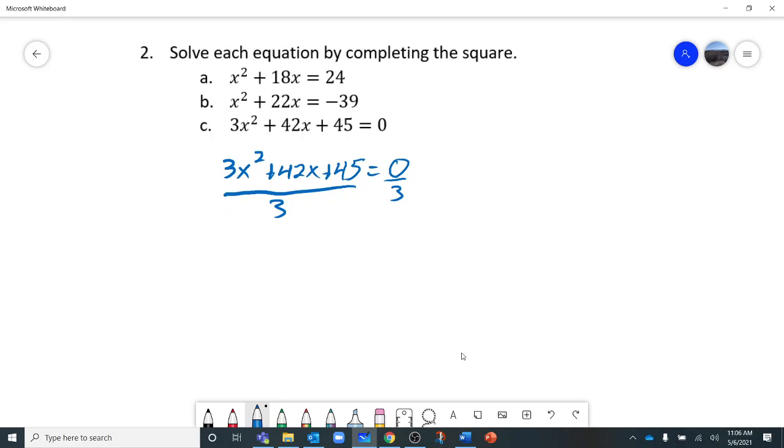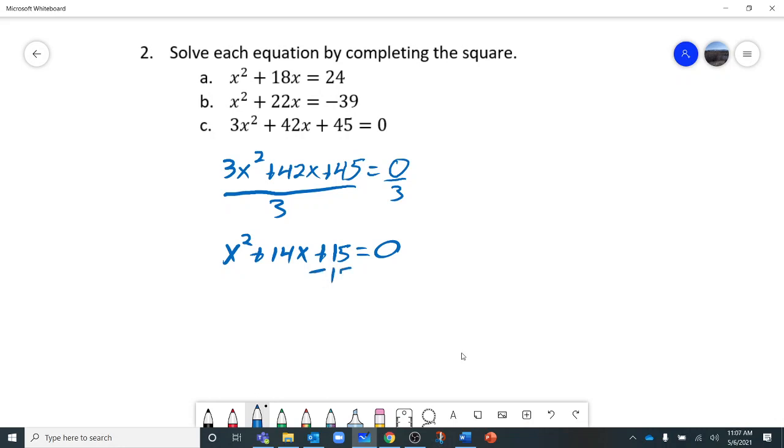So 3x squared divided by 3 gives us x squared. 42 divided by 3 is 14, I believe. And 45 divided by 3 is 15. And that still equals 0, because 0 divided by 3 is 0. All right, so now we have x squared plus 14x plus 15.